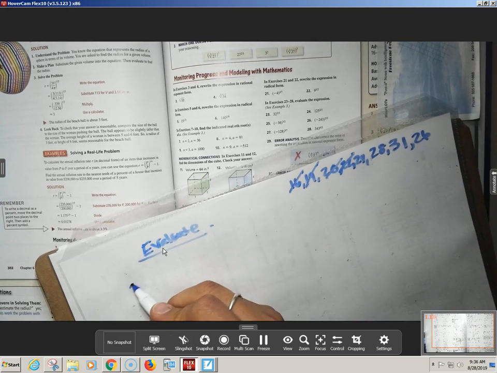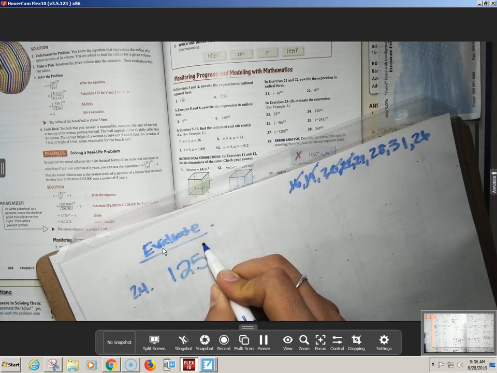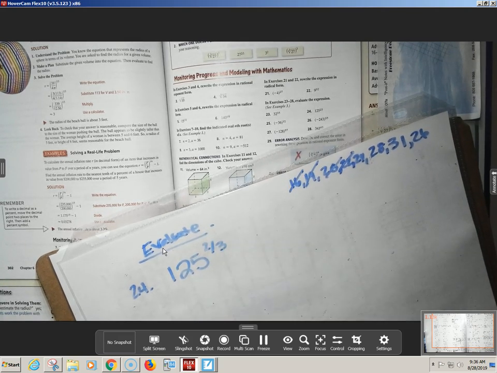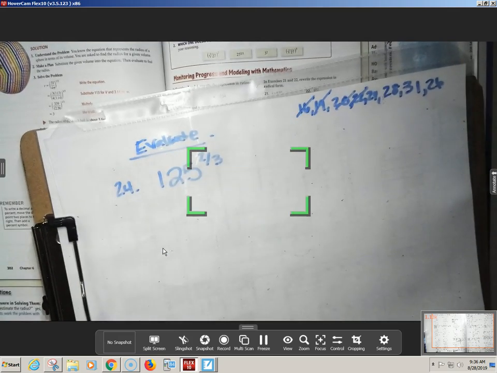Number 24 gives us 125 to the 2/3 power. Okay. What goes into 125? Yeah. And some of you know, and maybe from homework, you figured out that it was 5 cubed. 5 times 5 times 5, right?